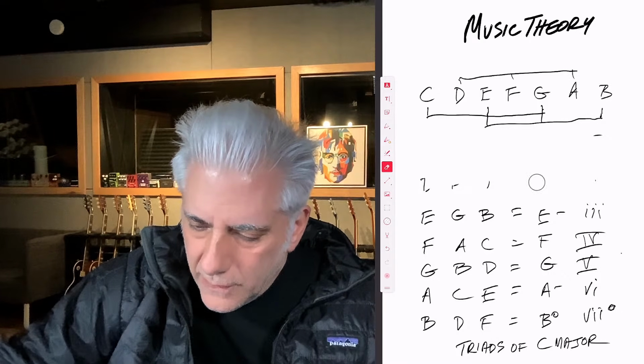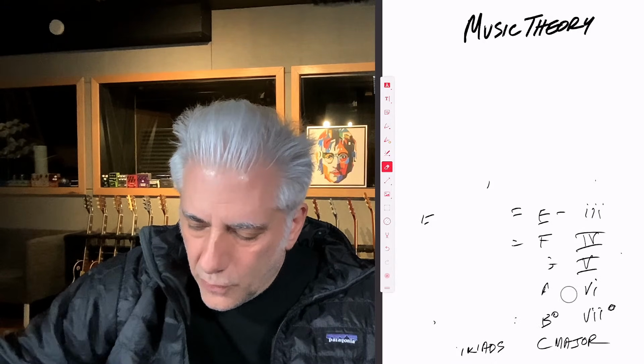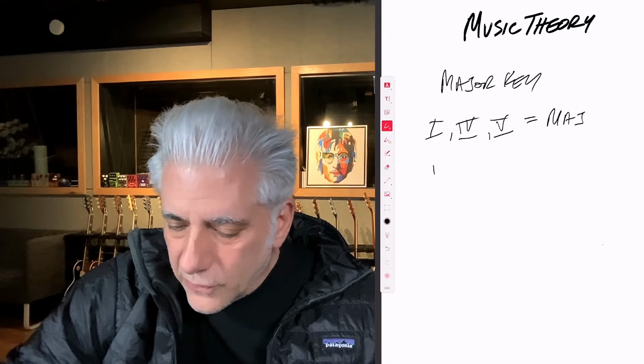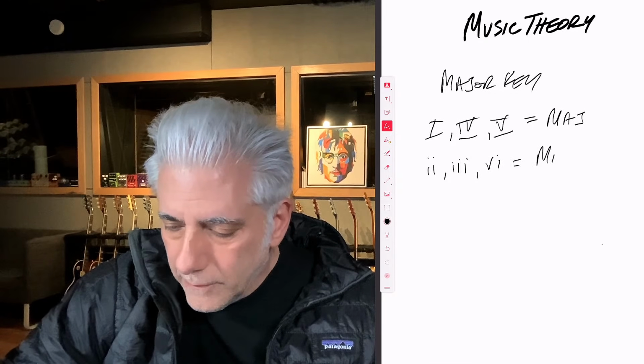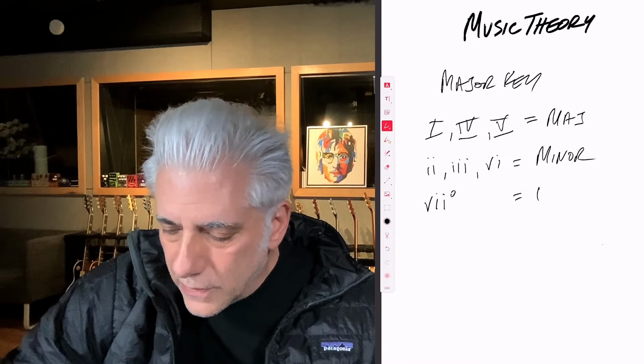All keys have an order of chords, order of triads. The triads are 7th chords, so it doesn't matter. The simple way to do this is in a major key, the 1 chord, the 4 chord, and 5 chord are major. 2, 3, and 6 chords are minor. And then the 7 chord is diminished.